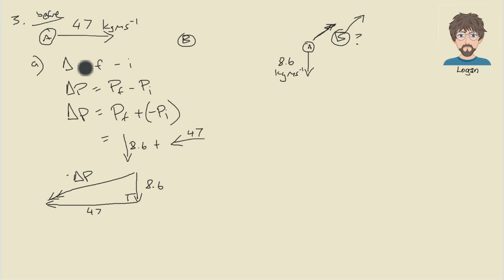Were we just asked to do that much? Draw a vector diagram to calculate the size. Oh, we want to calculate the size now. So we can just use Pythagoras. So delta P, for the size at least, is the square root of 8.6 squared plus 47 squared, which is 48 meters per second.